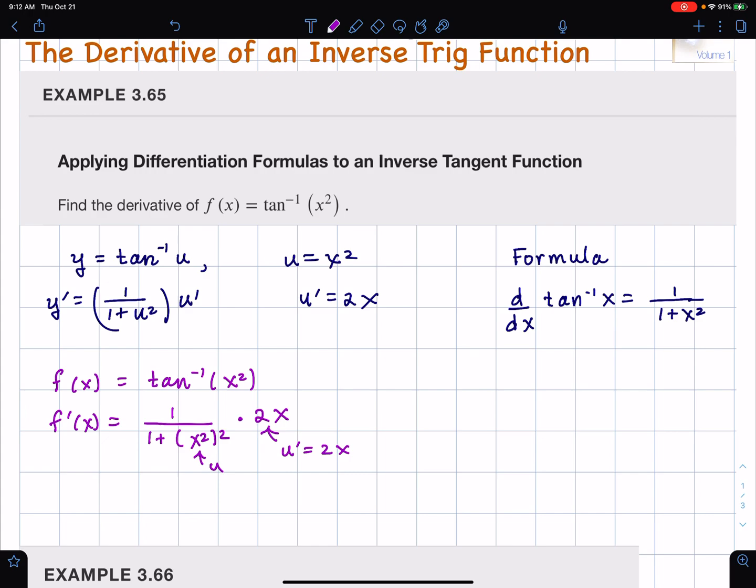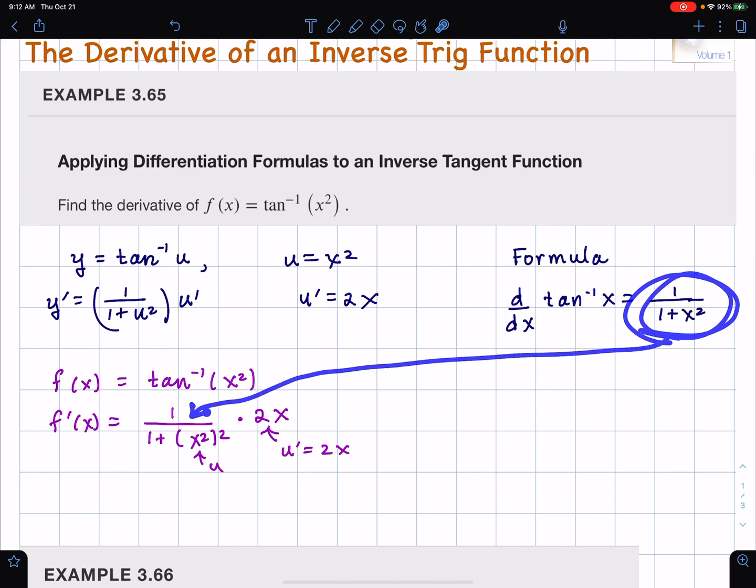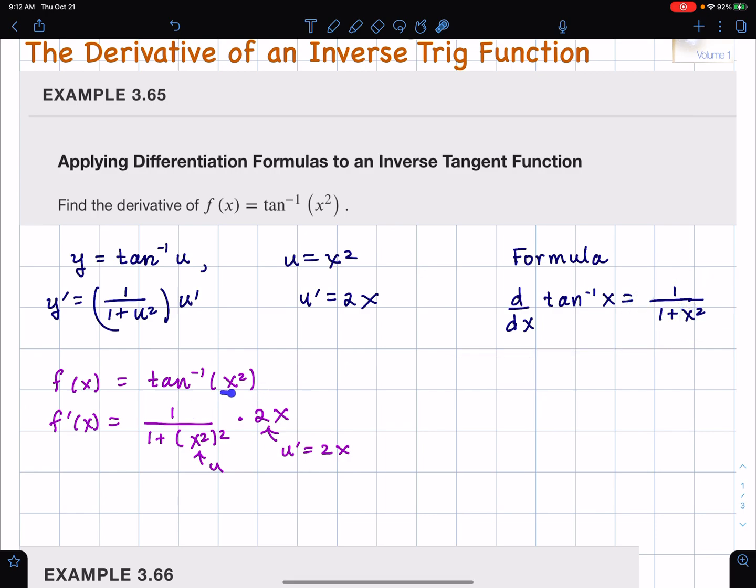That's what I get. So, a lot of times when we're given the formula, it's tempting to directly write down 1 over 1 plus x squared when we do the derivative, but we want to leave a blank space where the x is, if I'm using the chain rule, and put in u where x goes, where I have tangent inverse u.